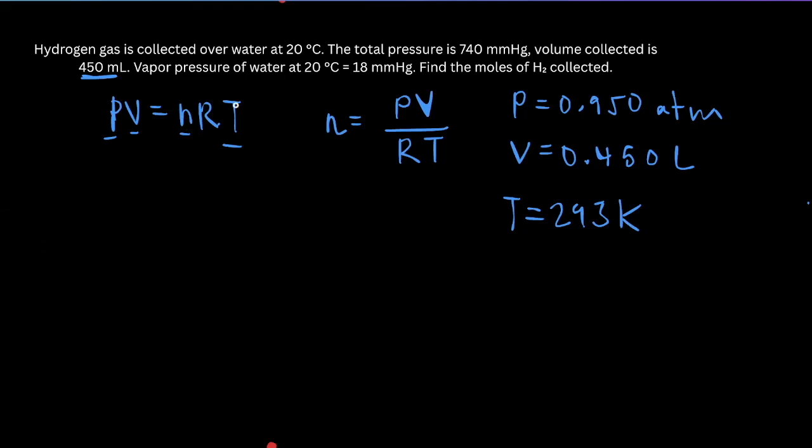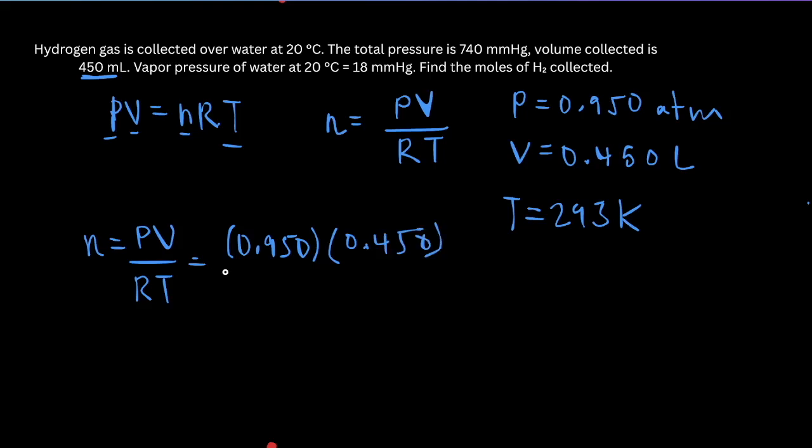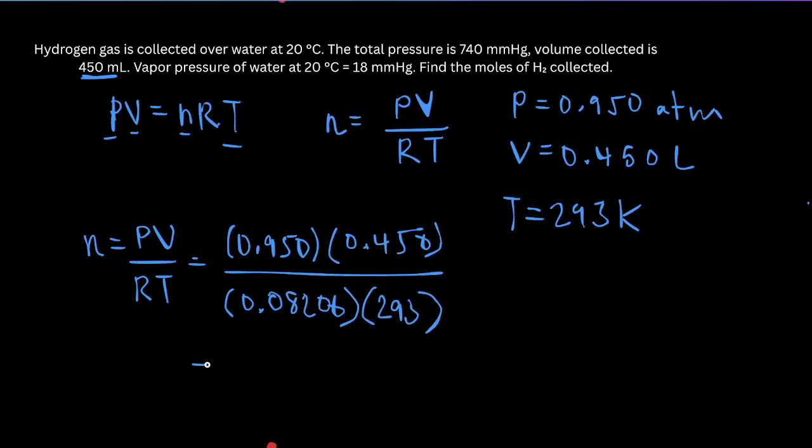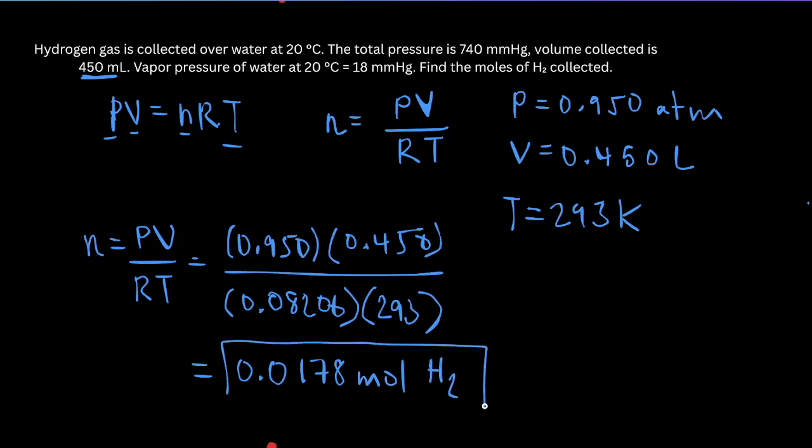By manipulating this algebraically, we know that our moles is PV over RT, which is equal to 0.950 times 0.450 divided by 0.08206, our gas constant, times our temperature, 293 Kelvin. Working this out gives us an answer of 0.0178 moles of hydrogen gas collected. And this is our answer.